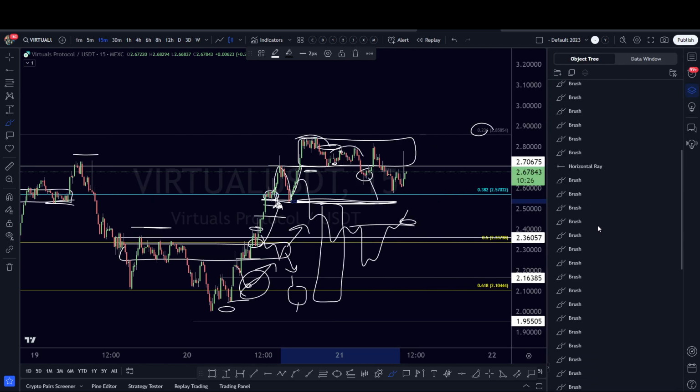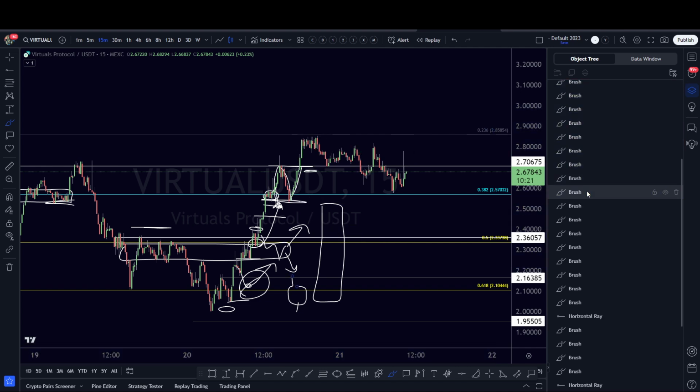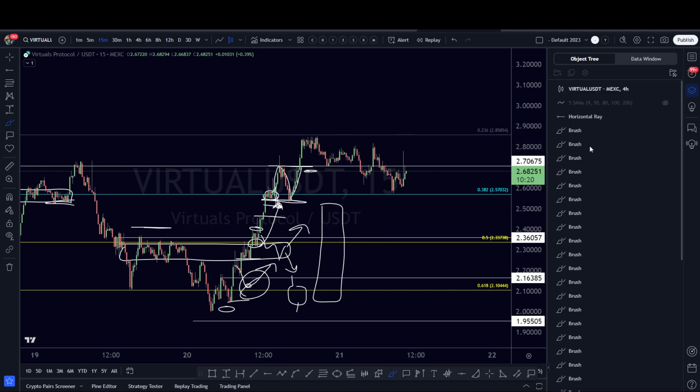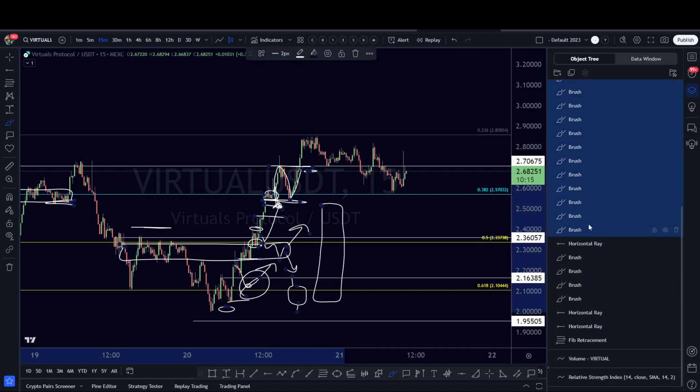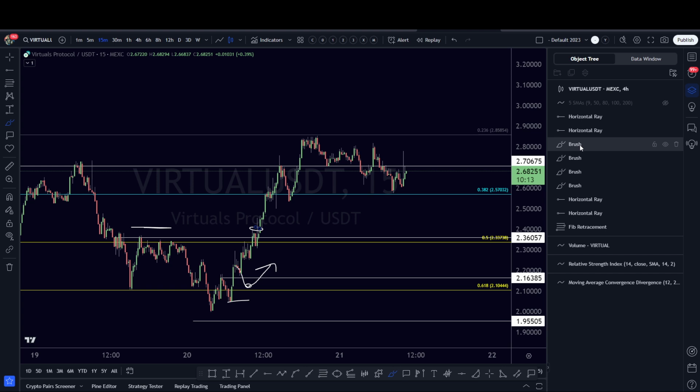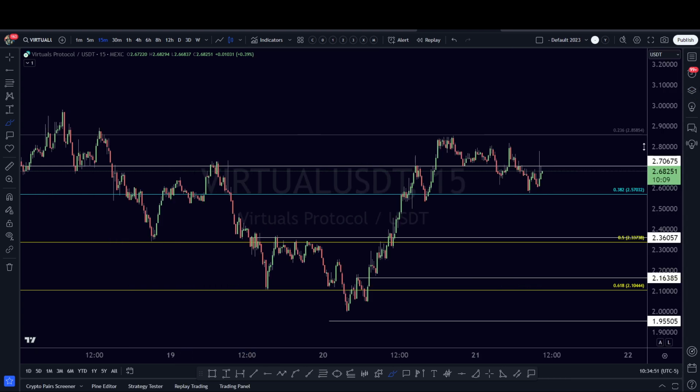Let's select the first one. I'm going to hold down Shift, click on this, and hit delete on the keyboard. I'm going to do the same thing once again. I'm going to click on the first one, go all the way down, hold down Shift, then hit delete on my keyboard. And then one last time. There we go. All right, hide this.